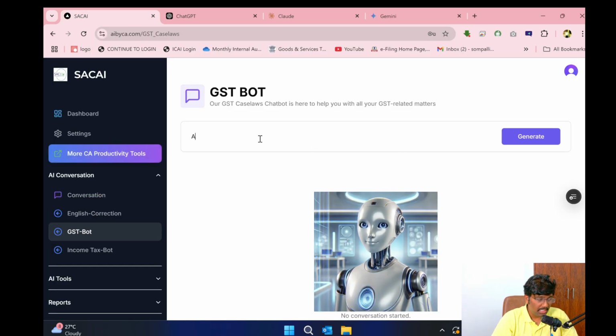My first question is: analyze the legal consequences of an expired e-way bill during the goods transportation. What are the legal consequences in case of an expired e-way bill during the goods transportation, due to traffic or vehicle breakdown? Can authorities impose penalties?